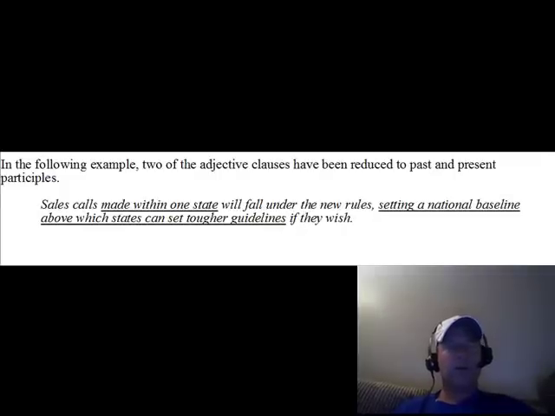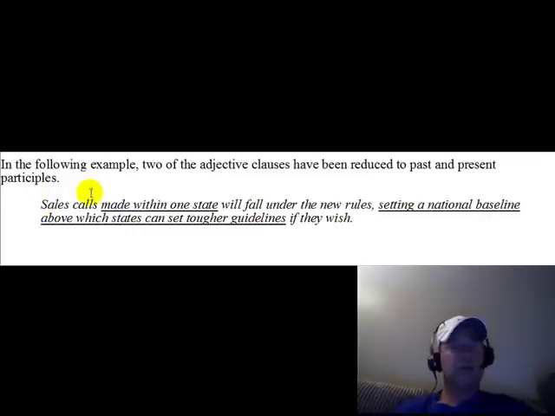In the following example, two of the adjective clauses have been reduced to past and present participles, and by reducing them, you're now getting into much more complex grammar, which is going to help you get a better score on the speaking and writing. Let's take a look at it. Sales calls made within one state will fall under the new rules, setting a national baseline above which states can set tougher guidelines if they wish.